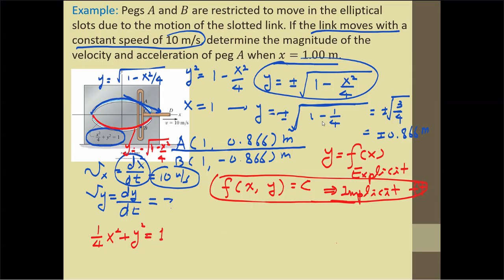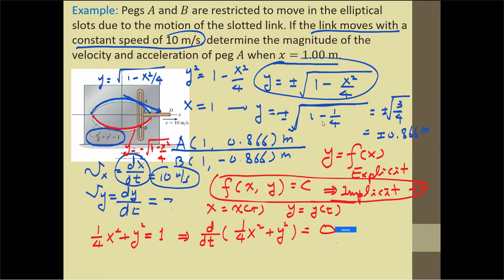Now, to find the velocity x component and the velocity y component, we take a derivative. Now, x is also a function of time t. Time t is embedded in x and y. Okay, then we're going to use the chain rule. We take a derivative of this function with respect to time t.